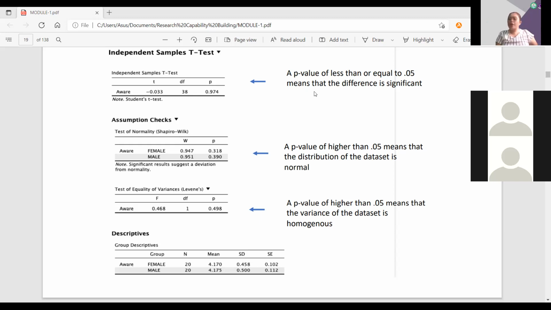Any question about the interpretation ng ating independent sample t-test? Meron ba? Wala.